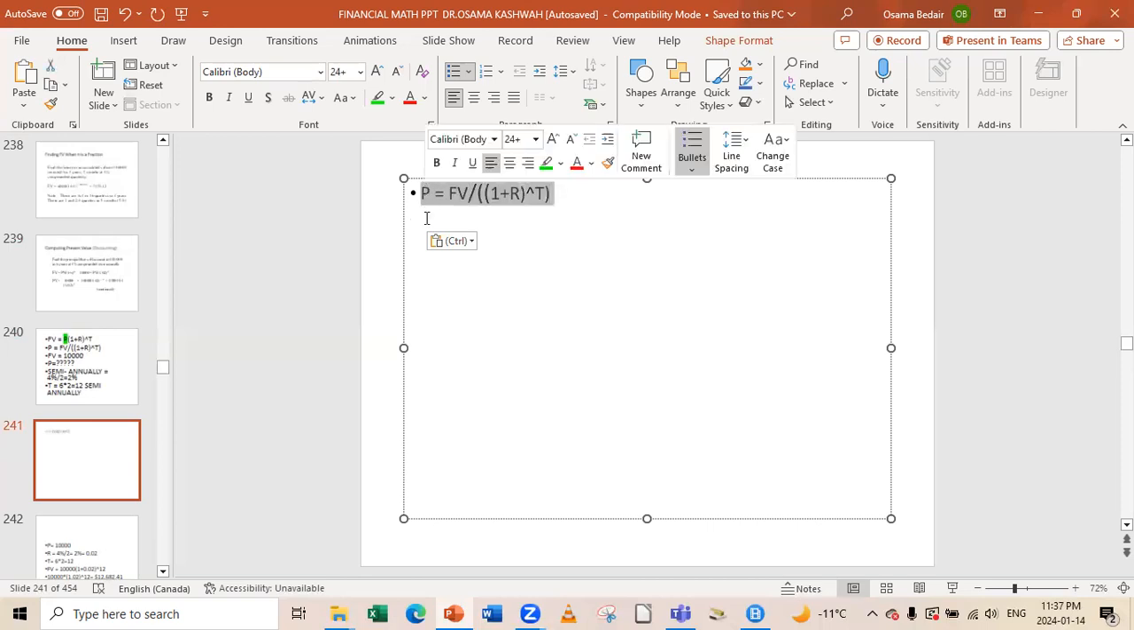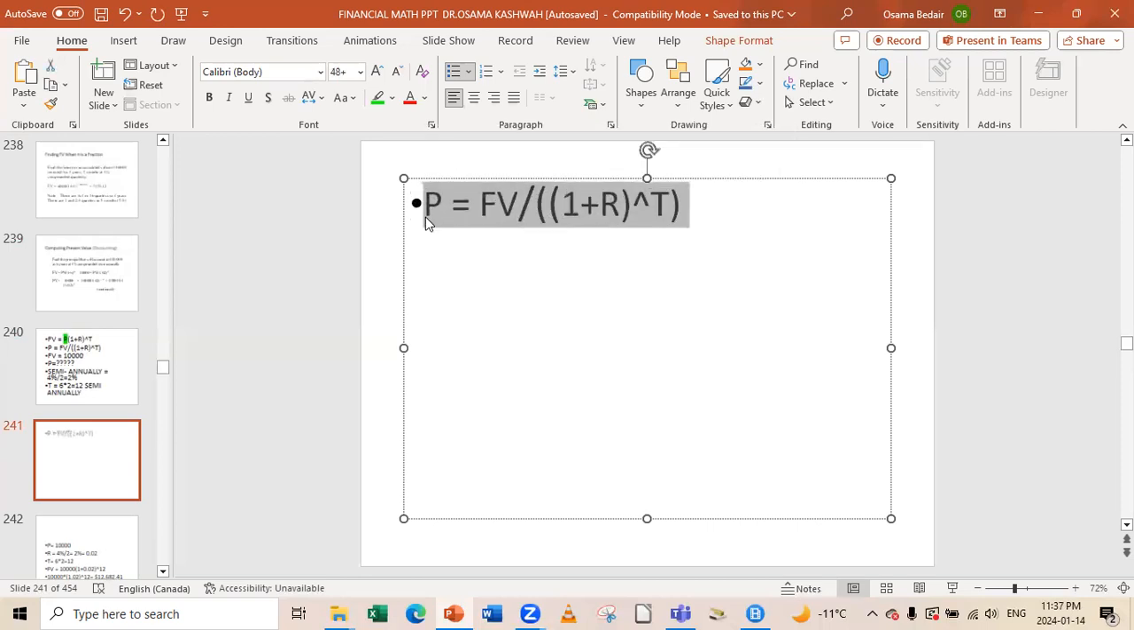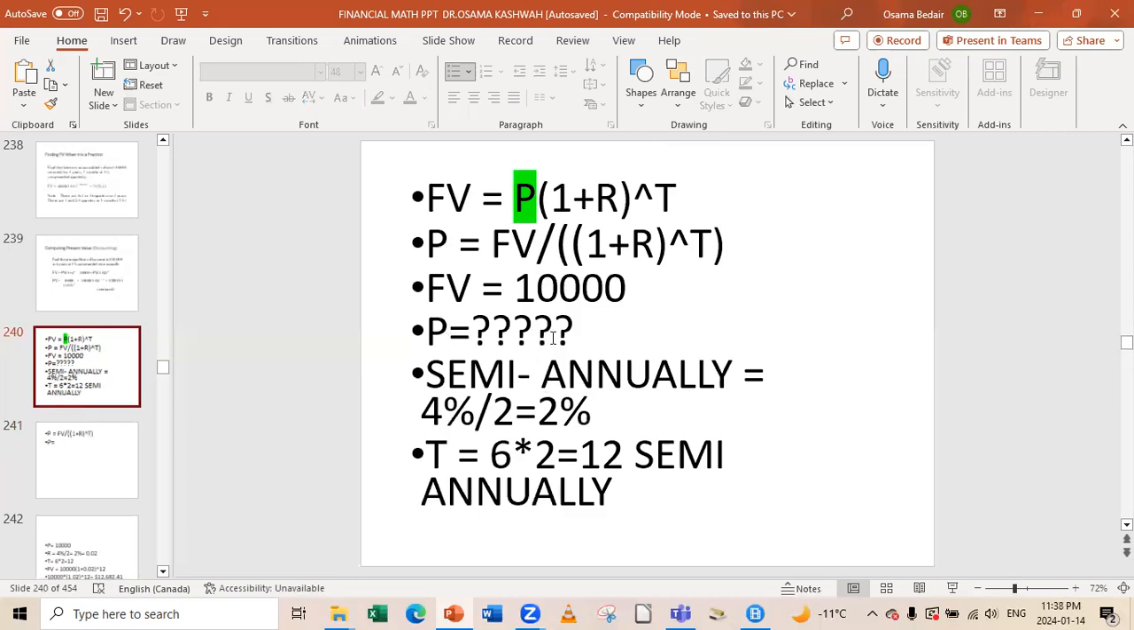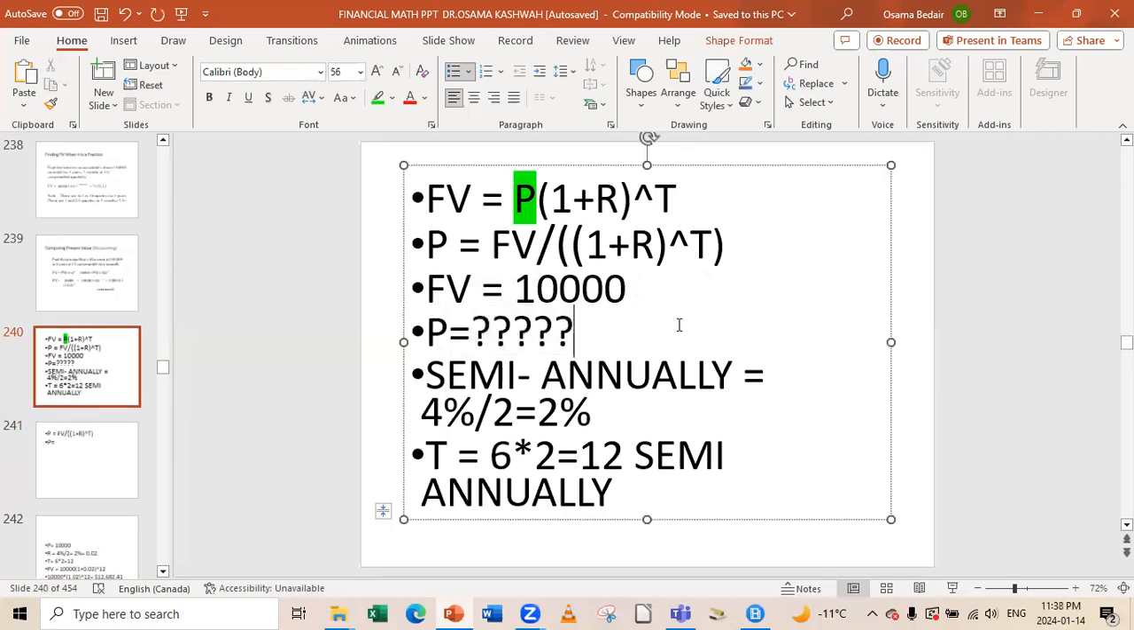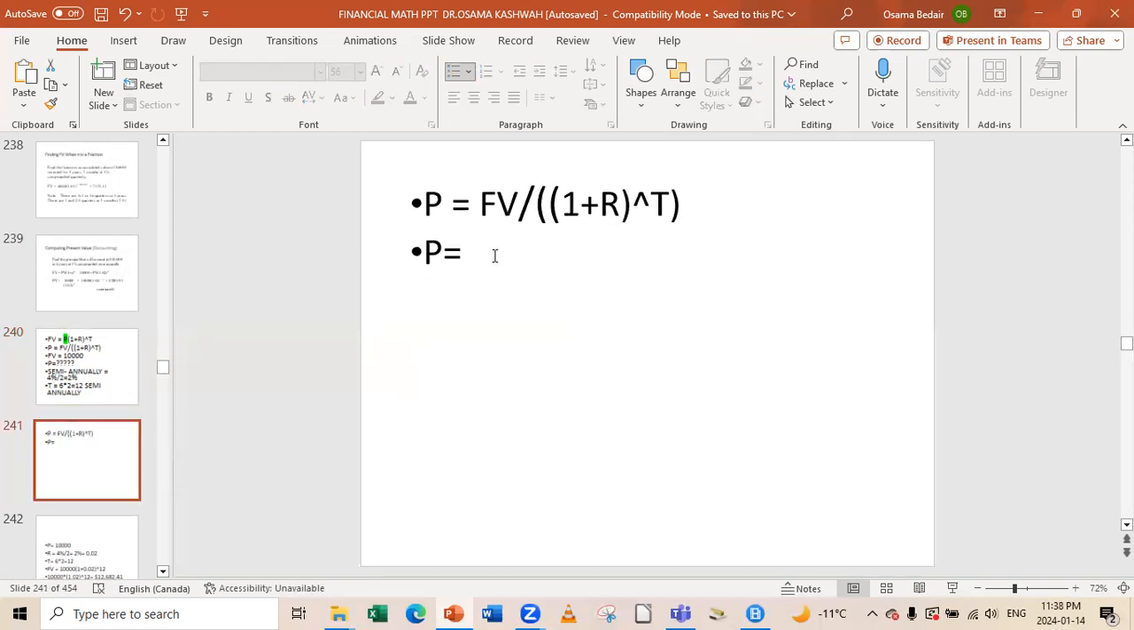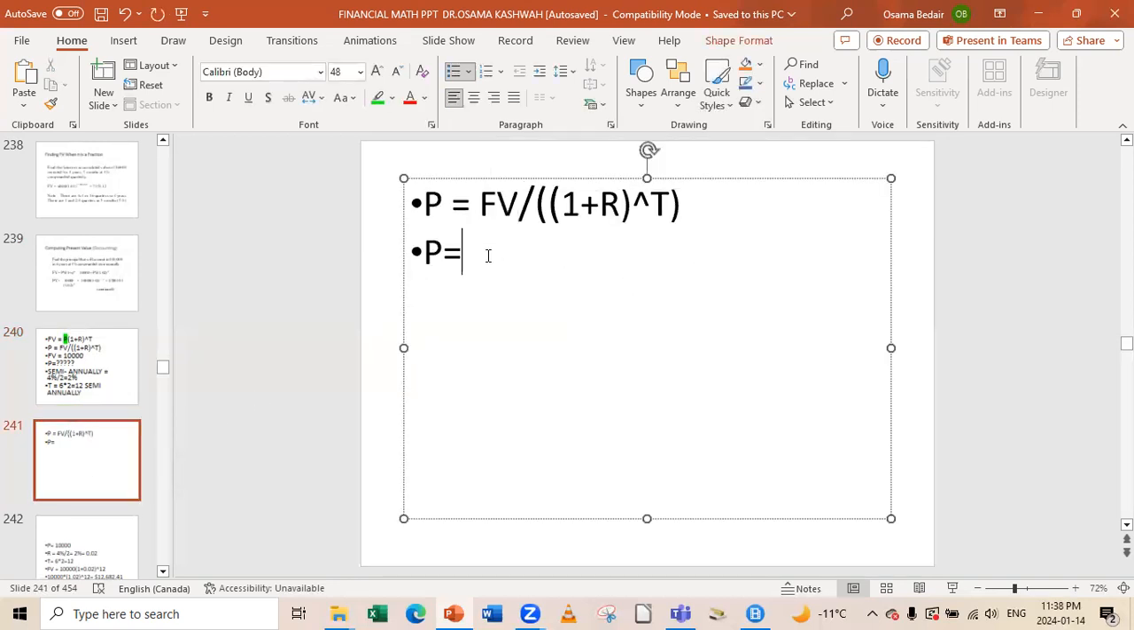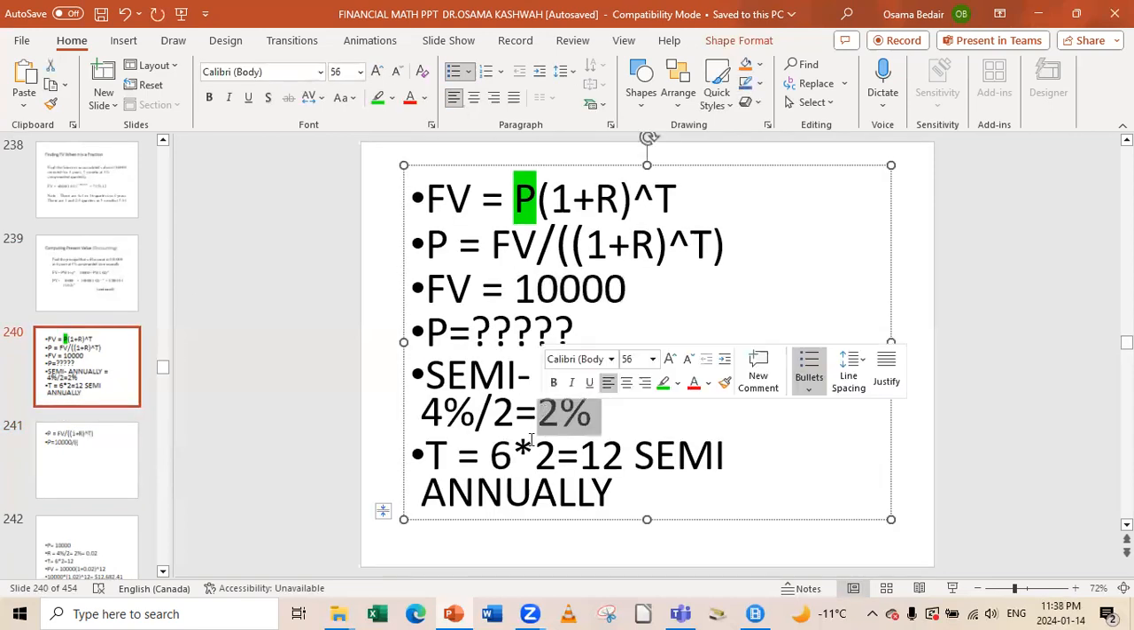And let us enlarge it for my dear students so that you can see what we are doing. Now, P is unknown. Like I said, P is unknown. We don't know it. But we have the future value, which is 10,000. So I will say here the future value is 10,000, divided by, and I will put another bracket inside. 1 plus R. The R is how much after we convert it? 2%.